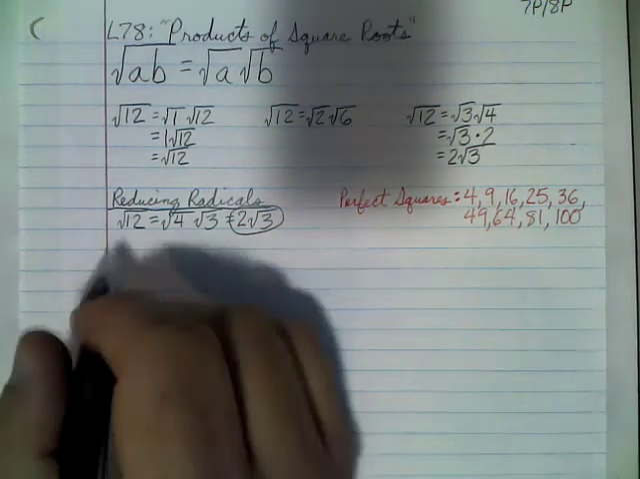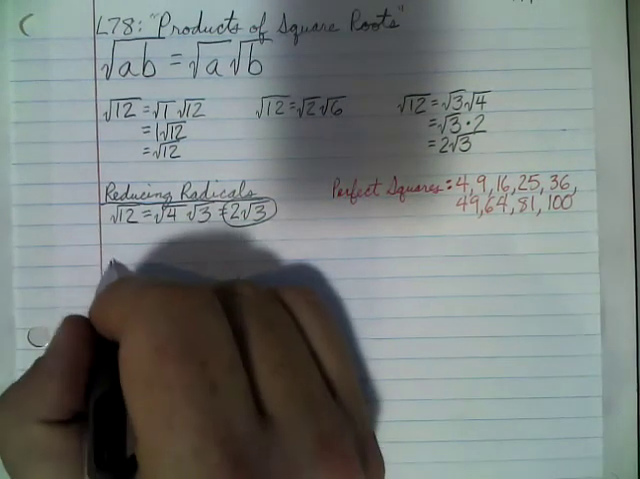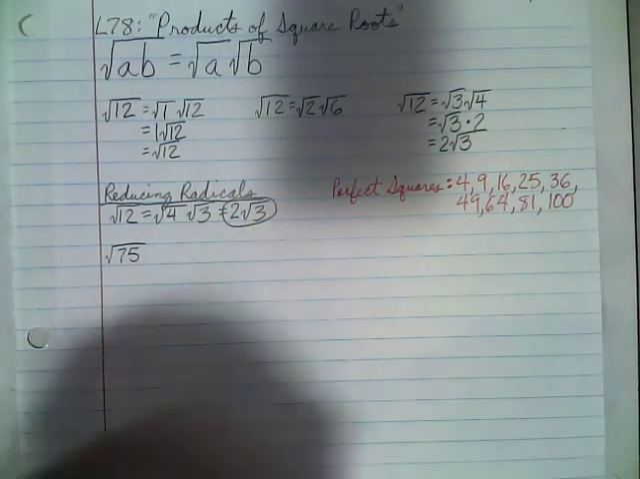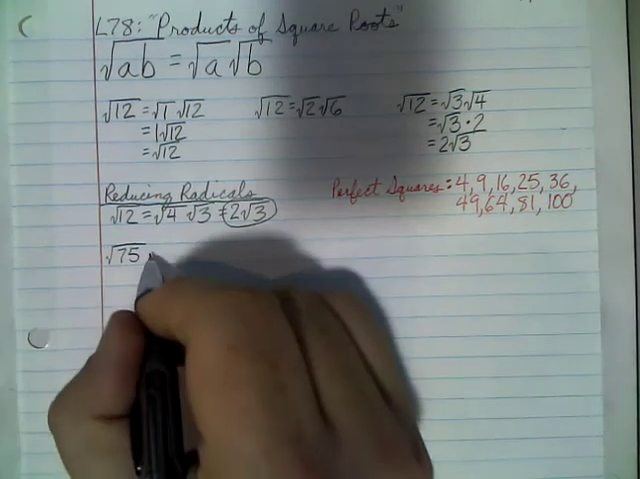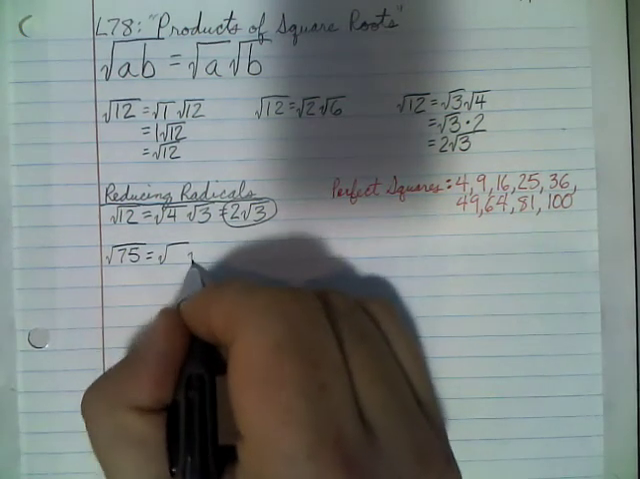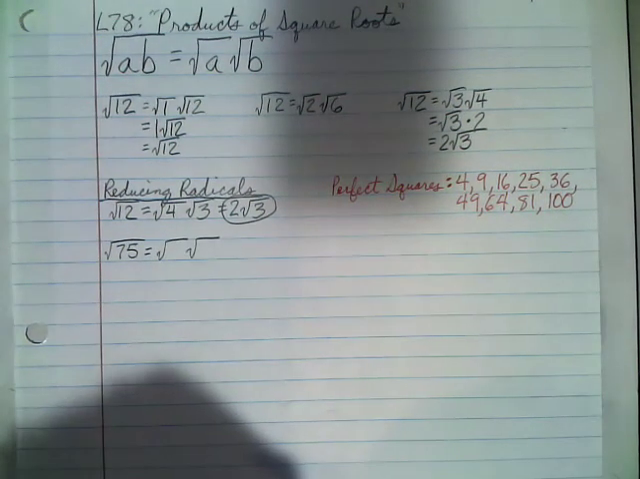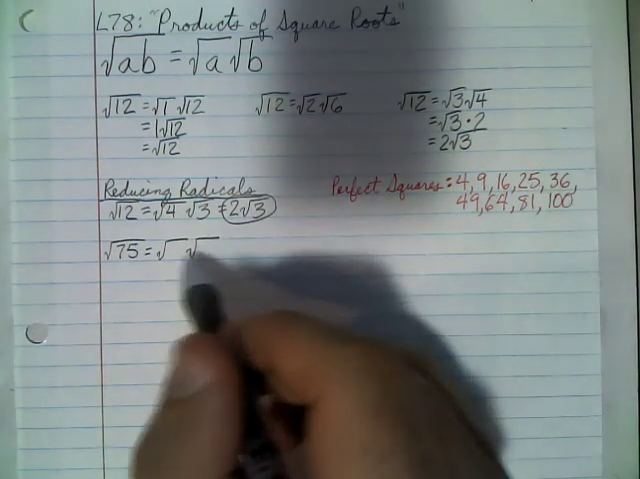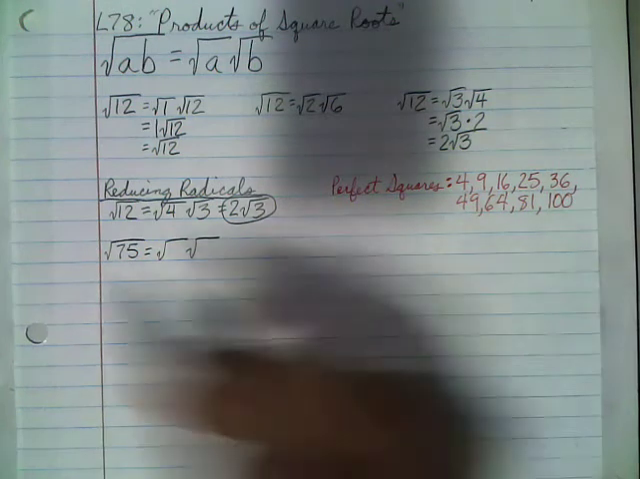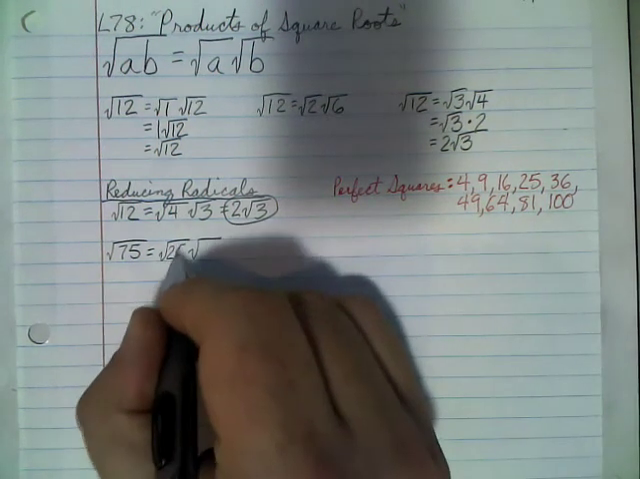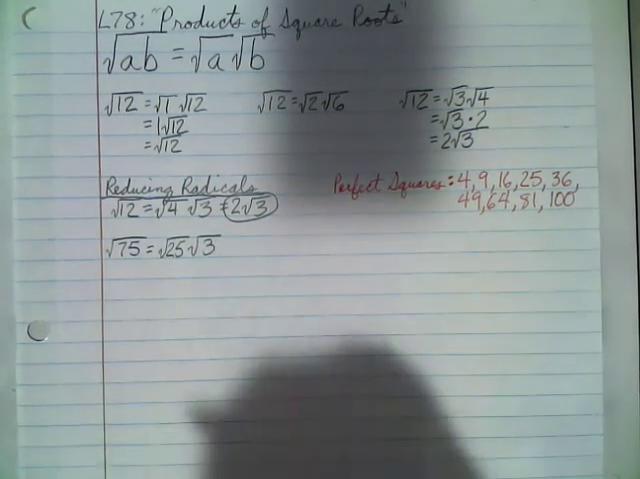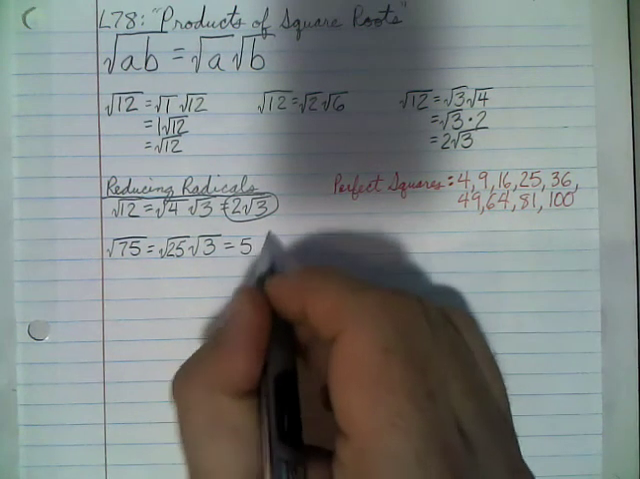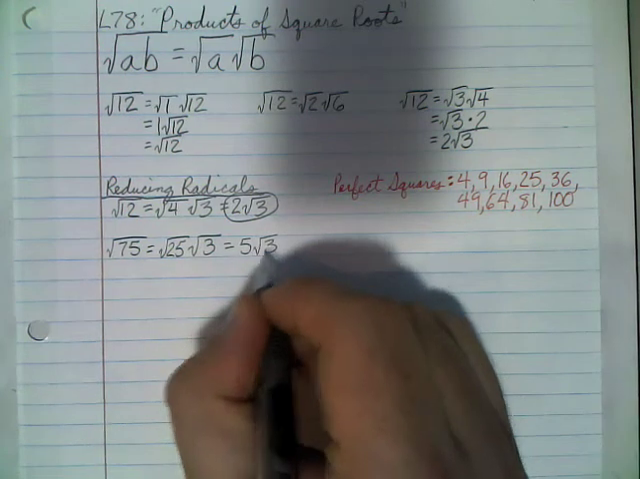So if we take a look at a few more examples, let's start with the square root of 75. So can I split this up into something times something where one of these perfect squares is one of these somethings? Well, sure. 25 goes into 75 3 times. And of course, the square root of 25 is 5. So 5 square roots of 3.